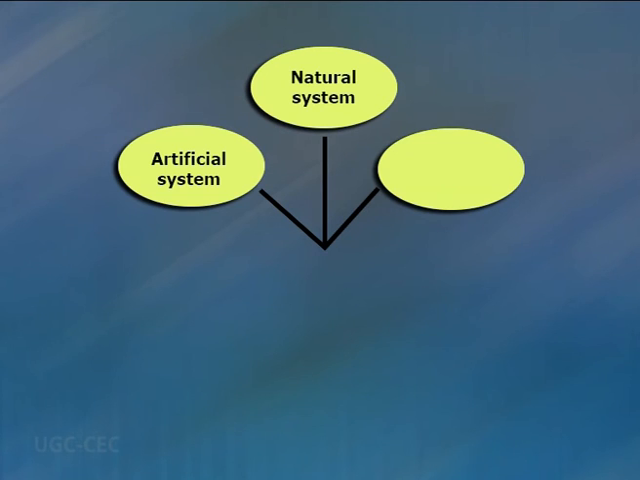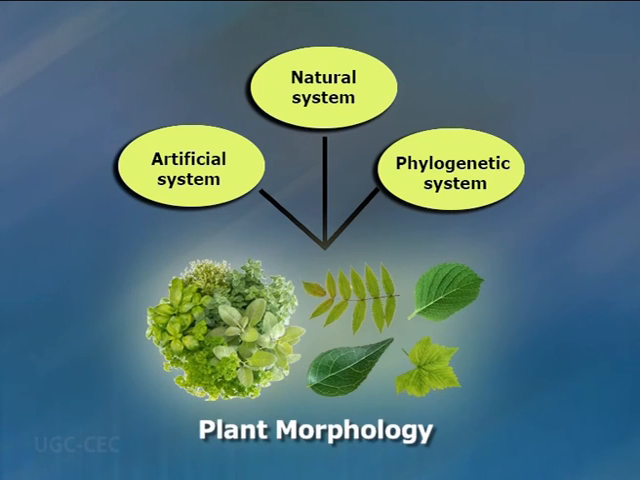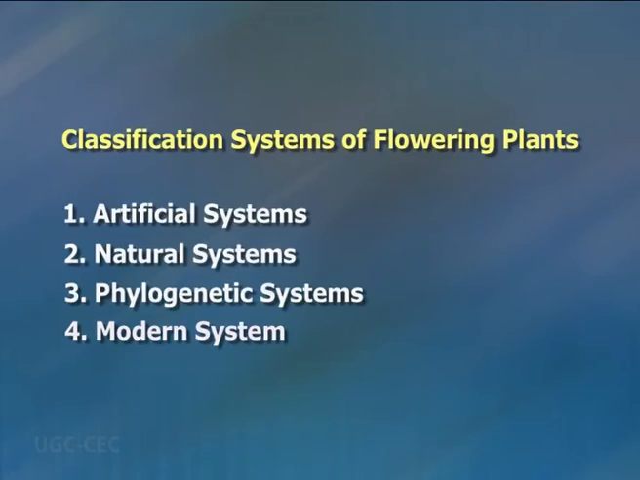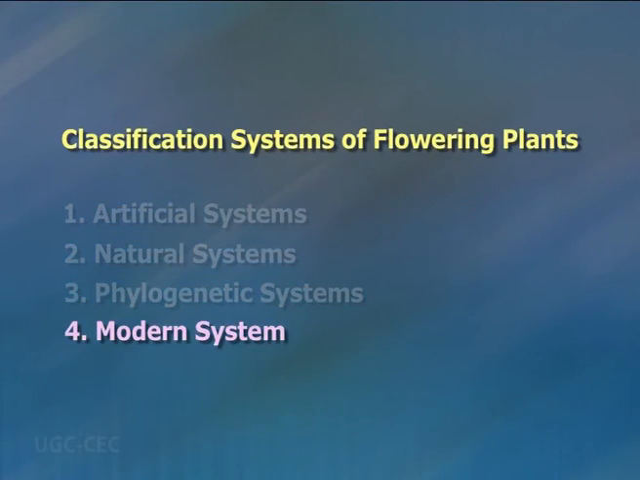Artificial, natural and phylogenetic systems of plant classification are based on plant morphology. But all plants cannot be easily classified on the basis of morphological features. To abolish this problem, researchers tried to focus on other features to classify the plants. These efforts gave rise to modern systems of plant classification. So, fourth is modern systems.